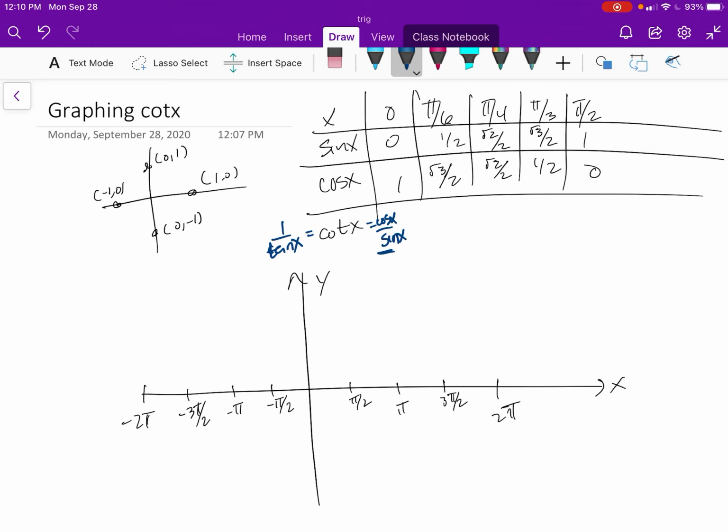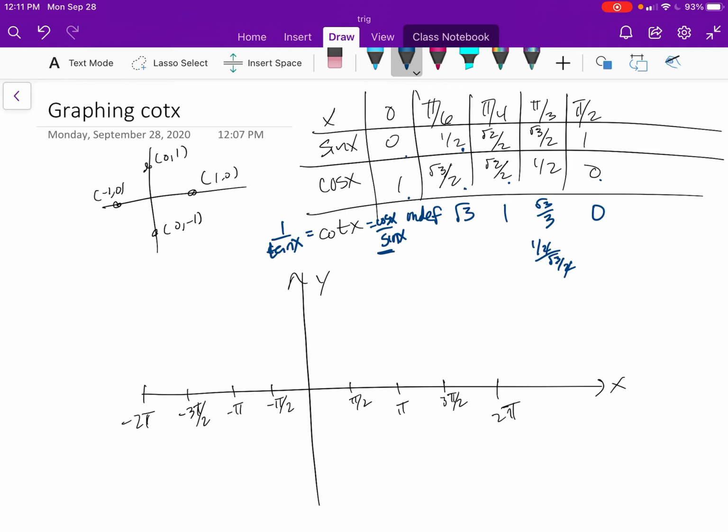Cosine over sine. So if I look at each of these values that have 1 divided by 0, I have a problem right here, right? This is undefined. 1 divided by 0 is undefined. Cosine over sine: square root of 3 over 2 over 1/2, we get square root of 3. Square root of 2 over 2 over square root of 2 over 2, we get 1. And then 1/2 over root 3 over 2. Remember, you cancel the 2's, we get 1 over root 3, which is going to be root 3 over 3. And then 0 over 1 is 0, right? 0 divided by anything is 0.